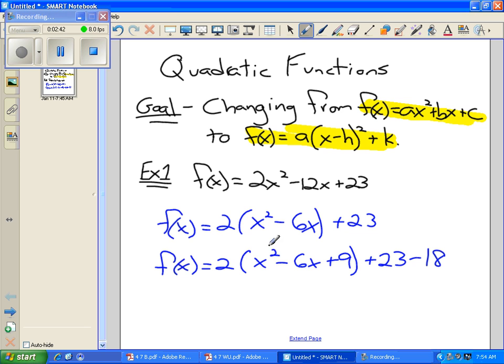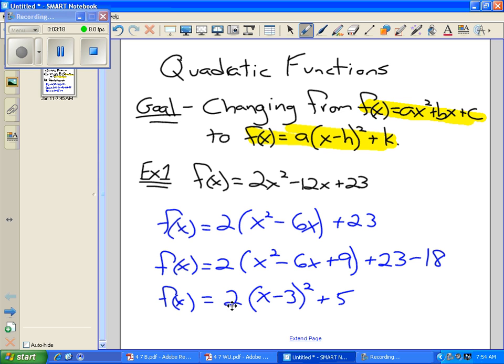Now what I'm going to do is factor this. This is a perfect square trinomial right here. So let me write it out. This is a perfect square, so that factors to be x minus 3 squared. And then I can combine these to just become plus 5. And then if you look, I have it in vertex form. From here you can see that the vertex is going to be 3, 5. That's where your parabola is going to start.